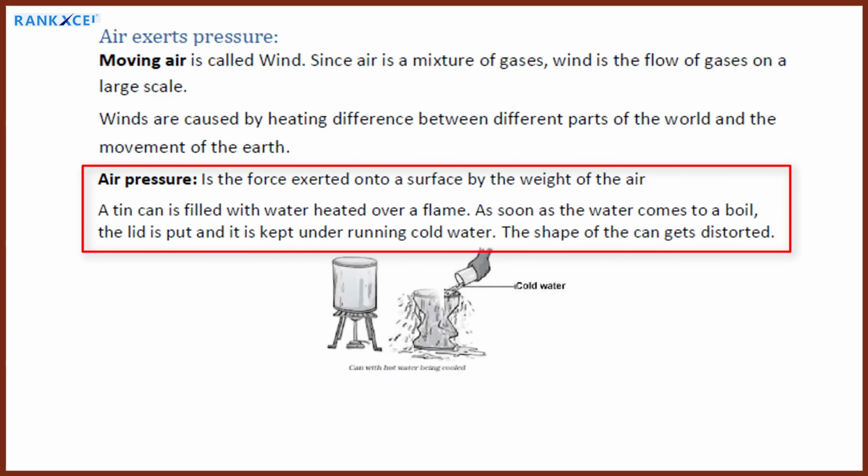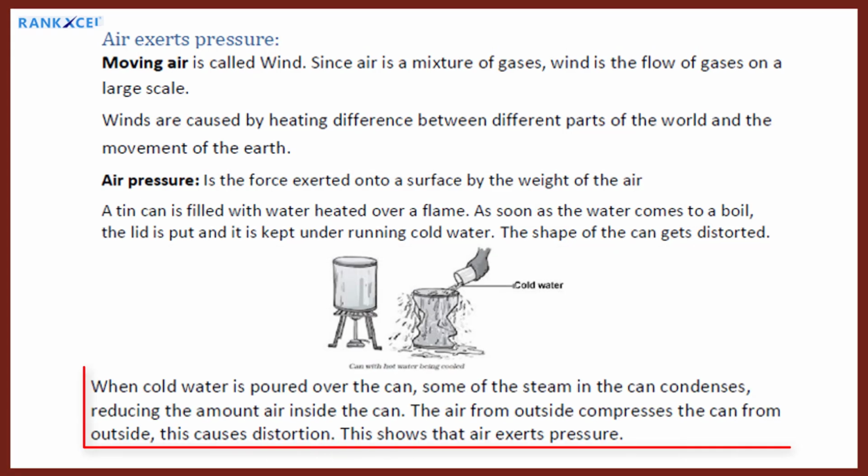A tin can is filled with water heated over a flame. As soon as the water comes to a boil, the lid is put on and it is kept under running cold water. The shape of the can gets distorted. When cold water is poured over the can, some of the steam in the can condenses, reducing the amount of air inside the can. The air from outside compresses the can from outside. This causes distortion. This shows that air exerts pressure.